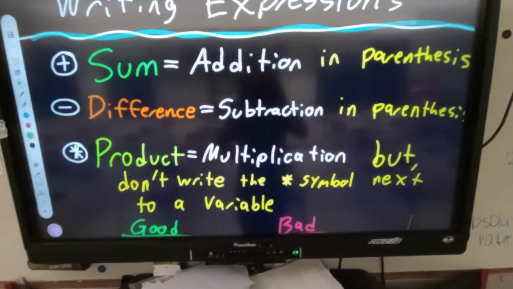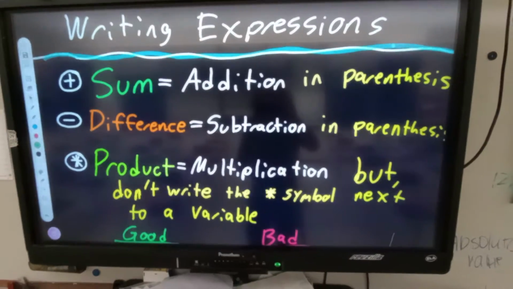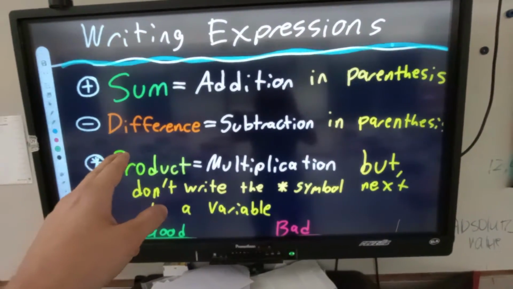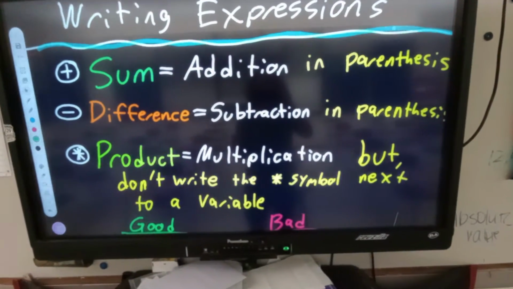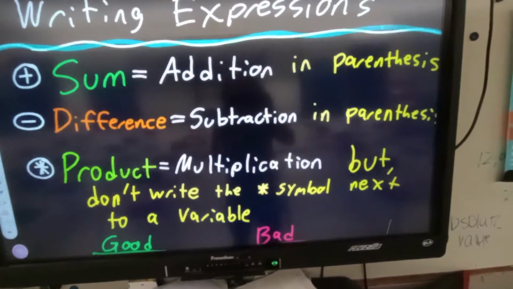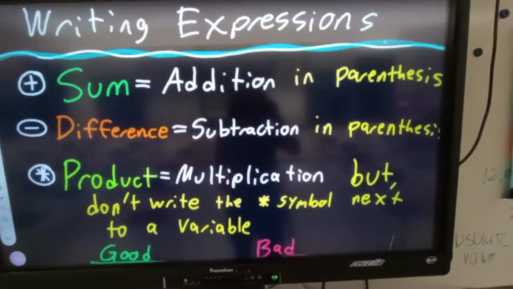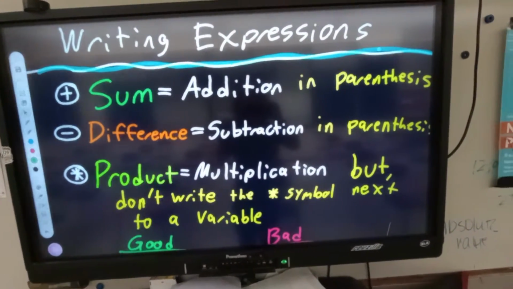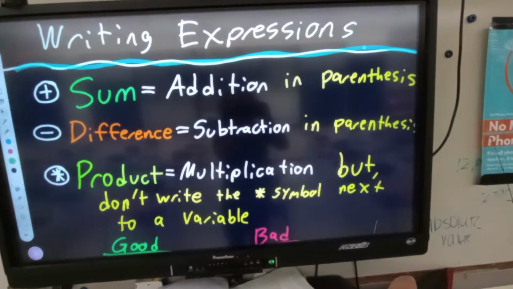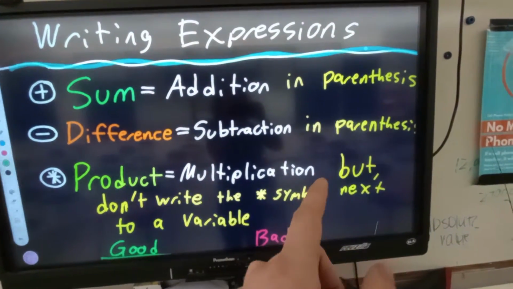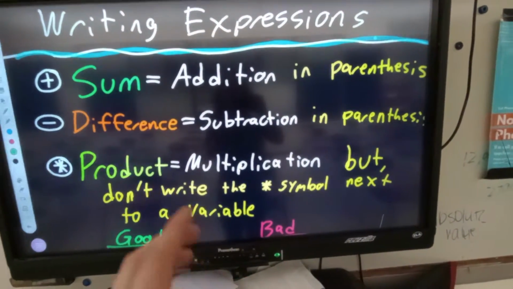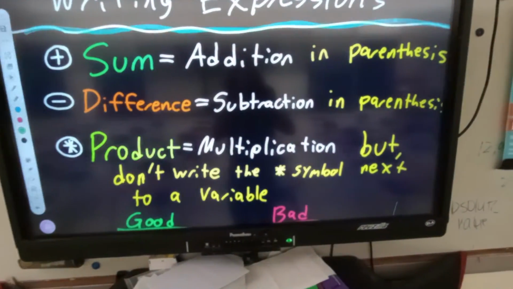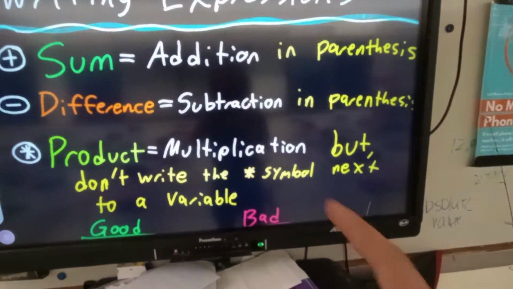Specifically, if you're asked to translate a phrase into an expression, you use addition in parentheses. Same goes for difference. If the word difference appears, you will put that subtraction in parentheses. An example of this would be if a problem said that you are finding 1/2 of the sum of 2 and x, you would put 2 plus x in parentheses, and then you would multiply the whole thing by 1/2.